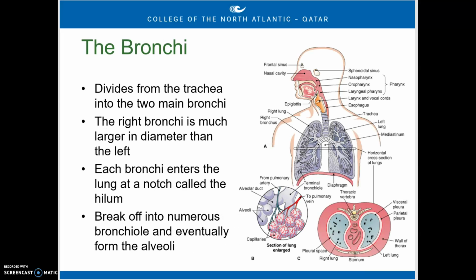Okay, so from the trachea, we move down, and the trachea will branch into two major trunks, and those are called the bronchi. One bronchus is going to go into the left lung, the other one is going to go into the right lung. So that brings gas into each of our lungs. Once they enter the lungs, the bronchi break off into numerous bronchioles, and they continue to branch. They get smaller and smaller, and eventually these branches will form the tiniest structures, which are the alveoli, and that's where gas exchange occurs.